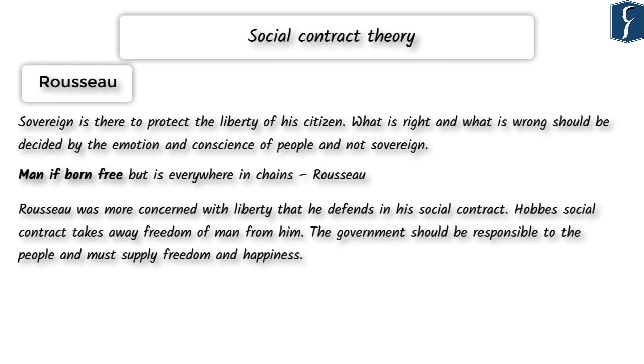But in Rousseau's concept of social contract, government should be responsible to the people and must supply freedom and happiness. So in the Thomas Hobbes social contract, the power was tilted towards the sovereign. Rousseau tried to correct this power and gave equal right to people as well in deciding what is right and what is wrong. John Locke added further layers in the social contract and he tilted the balance towards people.